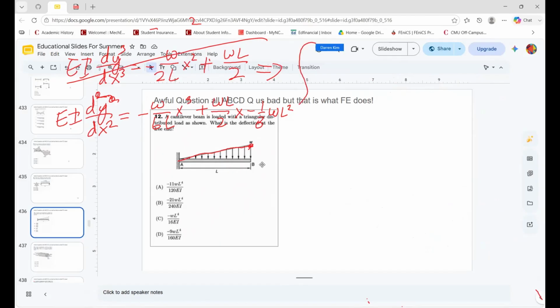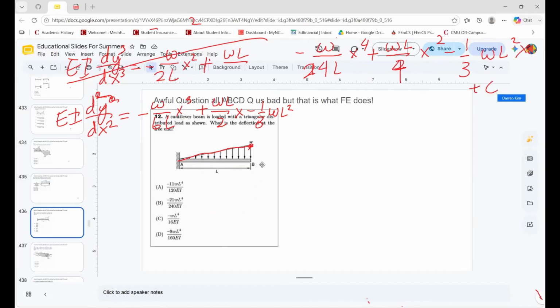So anyways, another integral over here. We just have to do another integral. So negative omega divided by 18. No, 24, sorry. Lx⁴ plus, I can barely read this, omega L divided by 2, so it's 4, x squared. And this is going to be, last one I think, omega L squared x, plus C. And now we just have to get another integral in. But again, this one I think we can just put as 0 at the end.